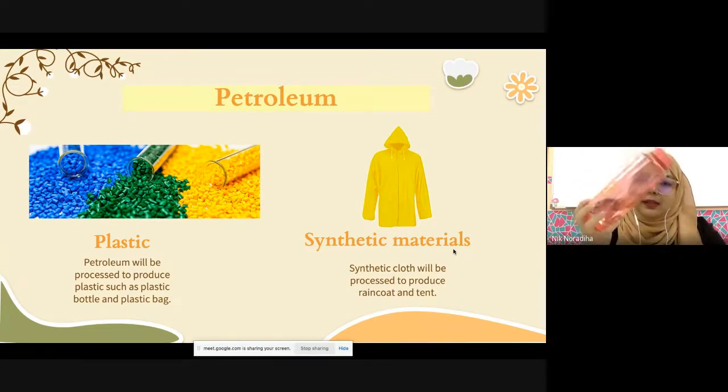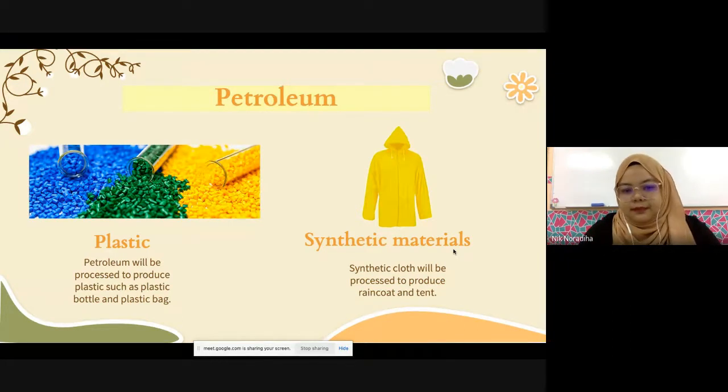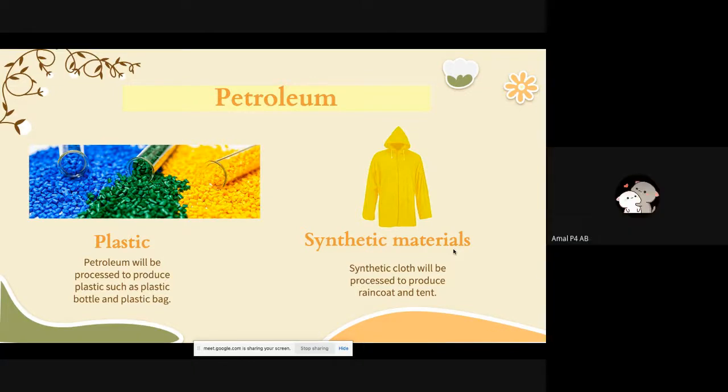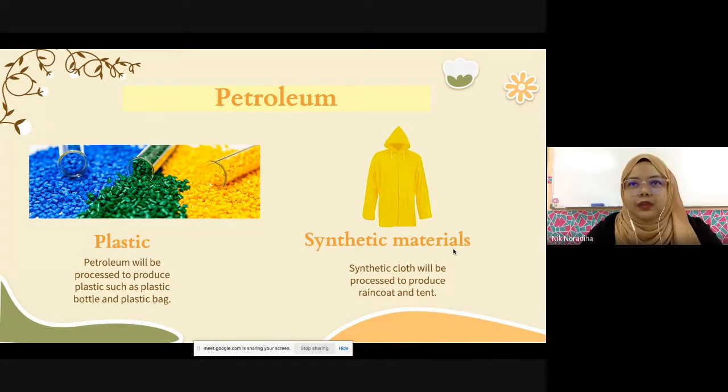Why do they use plastic bottles? Why didn't they make my water bottle from paper? Can anyone think why they didn't create a water bottle from paper? Yes? Because paper tears apart when we fill it with water. Why does the paper tear apart? Almost there. Why will paper tear apart? Because paper absorbs water.